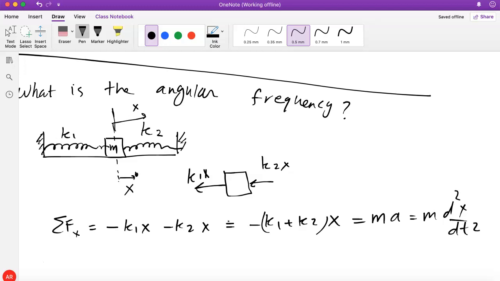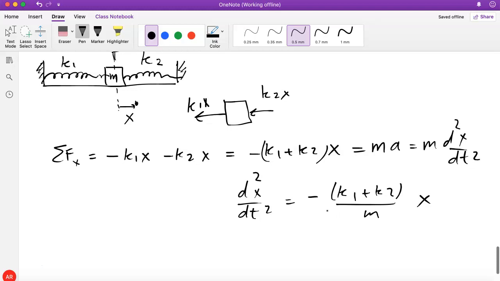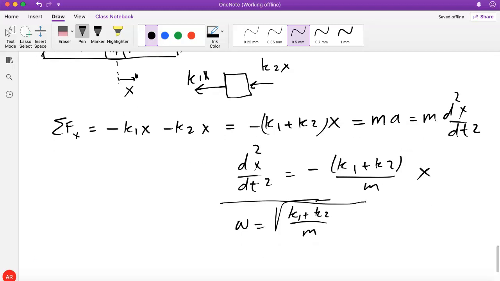Then if I divide by mass, the second derivative of x with respect to time for this system is minus (k1 plus k2) over m times x. And we figured out that whenever the second derivative with respect to time is some negative number times the dynamical variable itself, this coefficient is omega squared. So omega becomes the square root of (k1 plus k2) over m. We drew a free body diagram, wrote the force, and there you go.